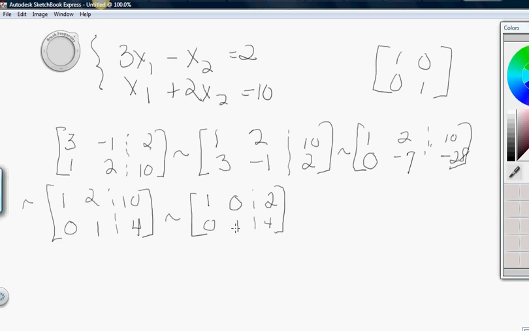The matrix that I have here on this side actually becomes my solution matrix. The top number is the first variable that I was trying to solve for, which was x of 1. The bottom number is my x of 2 value. So therefore x of 1 equals positive 2 and x of 2 equals positive 4. I can write that.